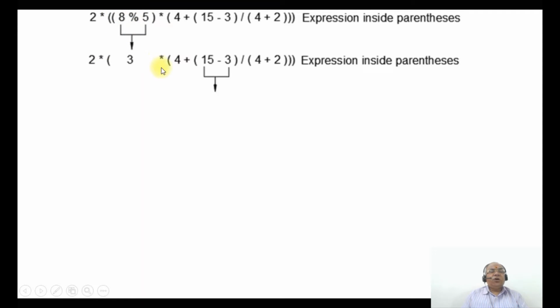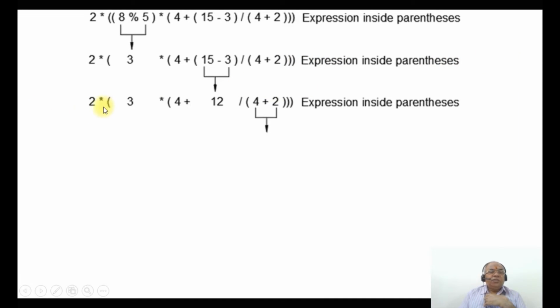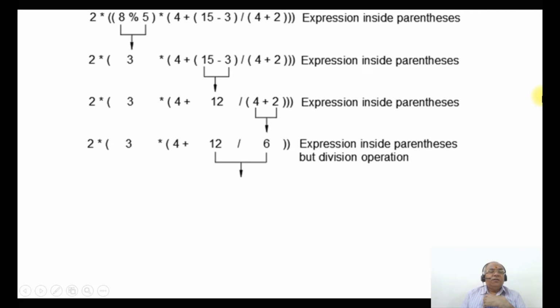This bracket is evaluated. Star into, open the bracket 4 plus, then you take this expression: 15 minus 3. Whatever is there in the parenthesis, first you evaluate from left to right. So 15 minus 3, then divided by 4 plus 2, and close the bracket. So what happens now? 2 star 3 star, open the bracket 4 plus 15 minus 3 is 12, then division, then open the bracket 4 plus 2. Now the expression inside the parenthesis: 2 star, open the bracket 3 into 4 plus 12, 4 plus 2 becomes 6, and then close the bracket.